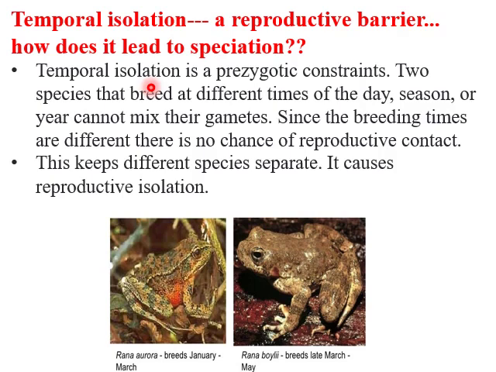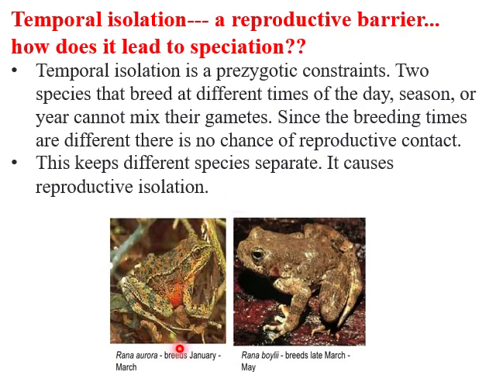Two species that breed at two different times of a day, or of a season, or of the year cannot mix their gametes. Since the breeding times are different, there is no chance of reproductive contact. It keeps the different species separate. It causes reproductive isolation.